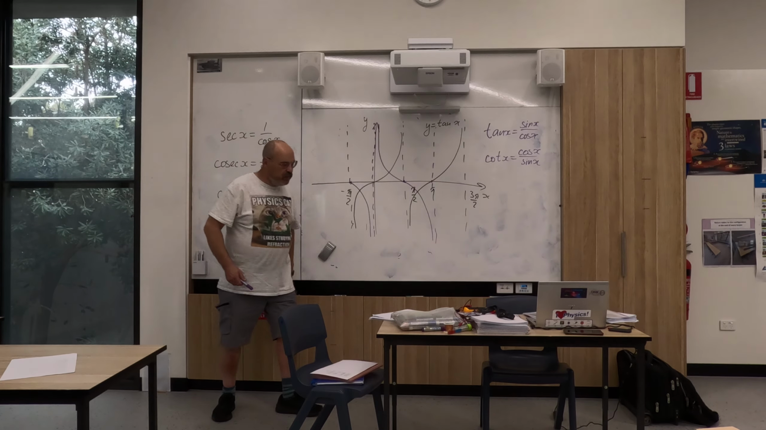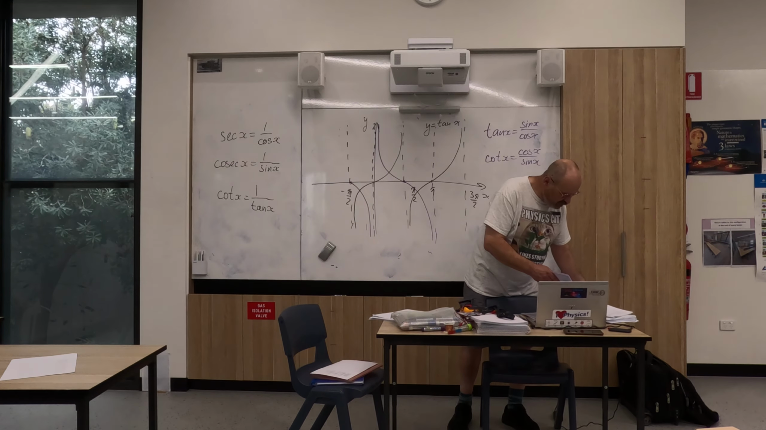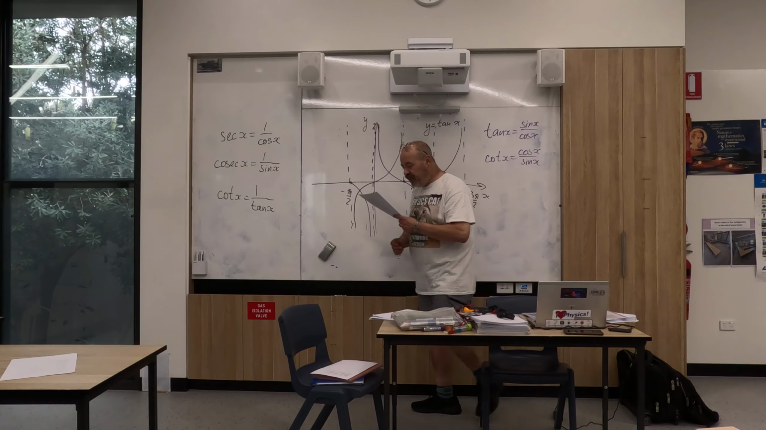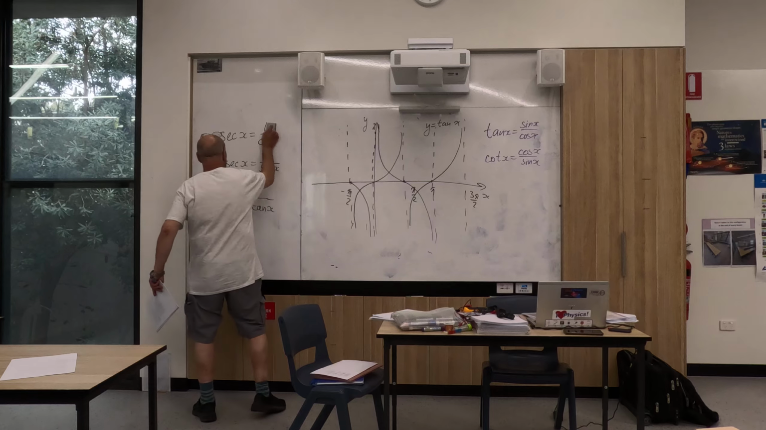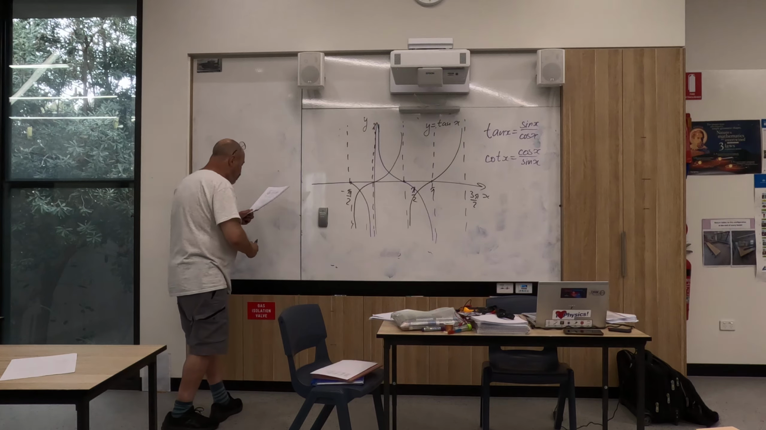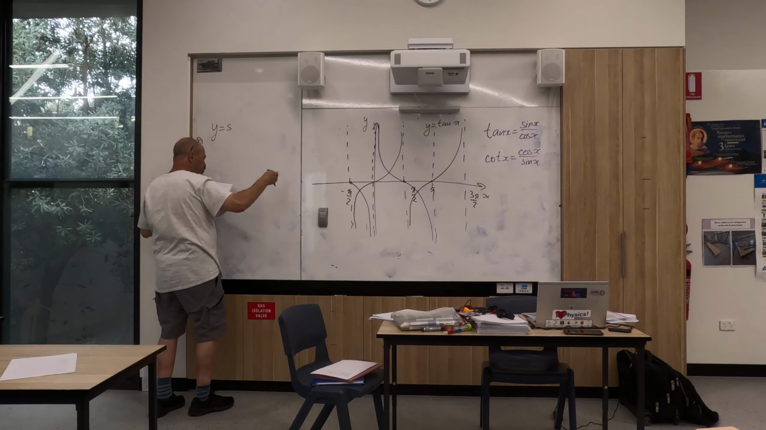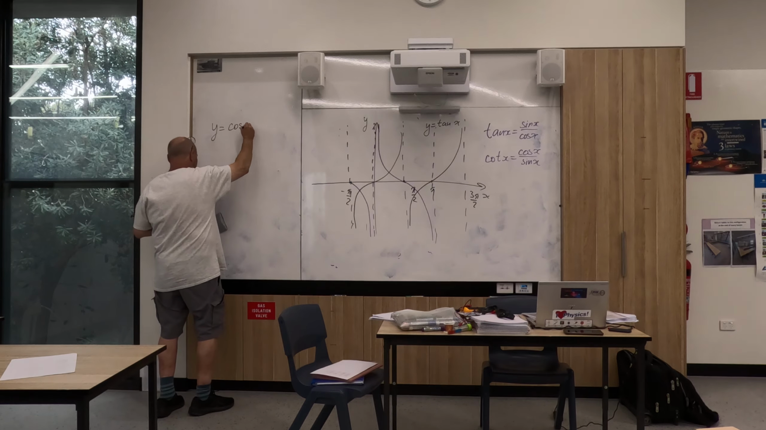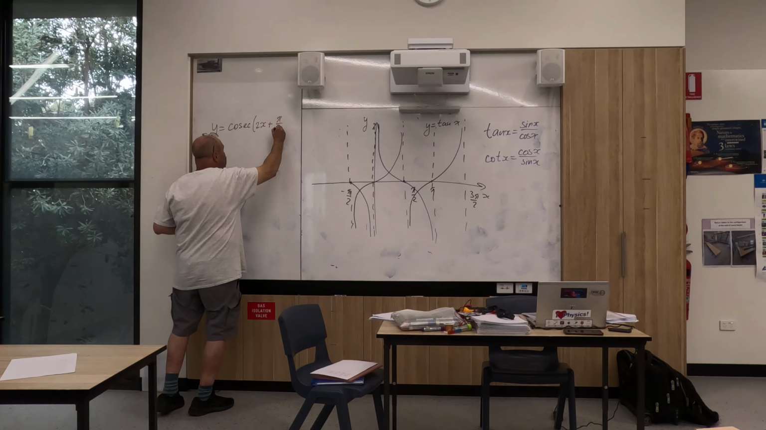Now let's do an example from the booklet. Open page 47, and we will do example 1a. Let's sketch the graph of y equals, oh, let's do b. Y equals cosecant of 2x plus pi on 3.